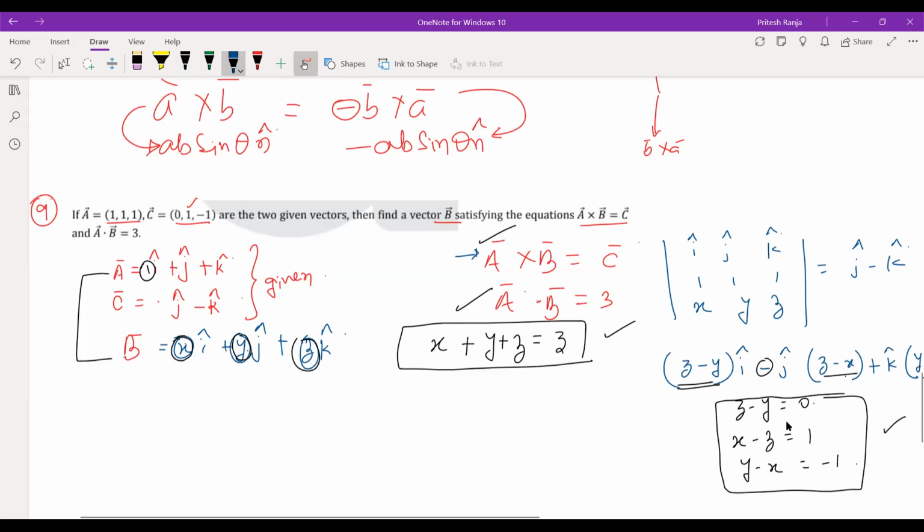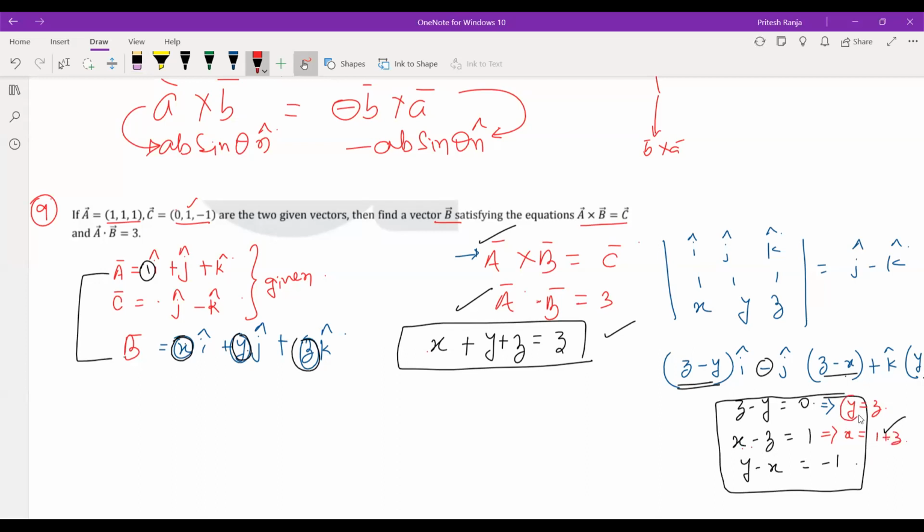So let's find it from here. From this one we can say that y is equal to z. From here, x is equal to z, so x and y and z are equal. Actually, no, from here x equals z will not hold. x will be equal to 1 plus z, right?